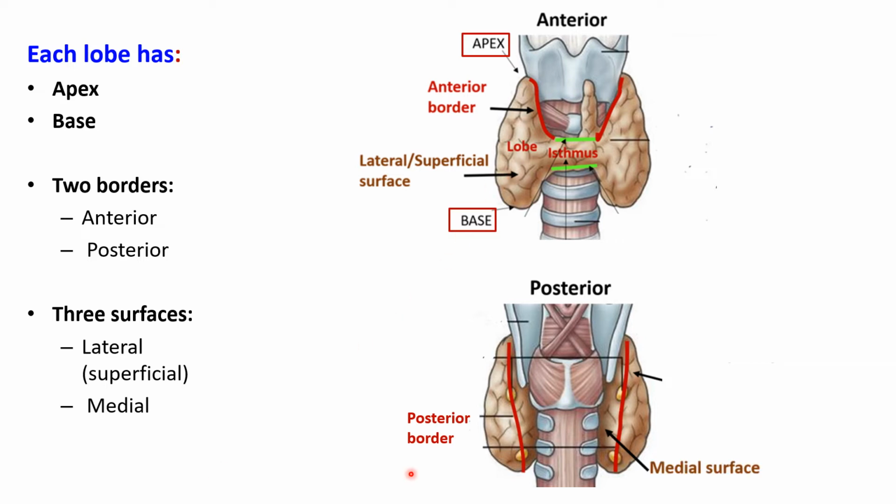Then the second would be the medial surface, which is obvious here. You can see clearly here, this is the medial surface coming in contact with the trachea and larynx, and obviously behind the trachea will be the esophagus. So this medial surface will be coming in relation to trachea and esophagus. And the third surface, which is separated from the medial surface by the presence of the posterior border, is the posterolateral surface. So three surfaces are lateral or superficial surface, medial surface, and posterolateral surface, right?